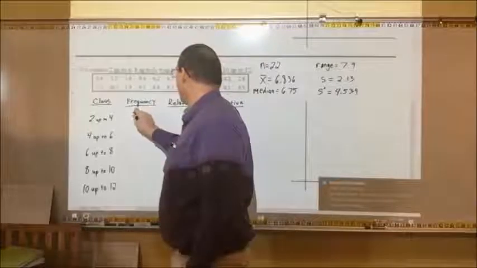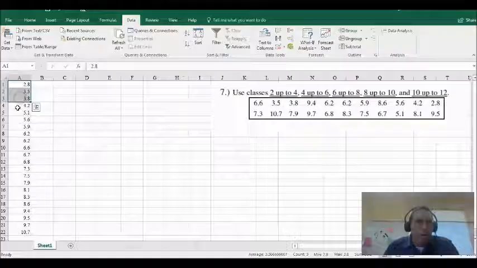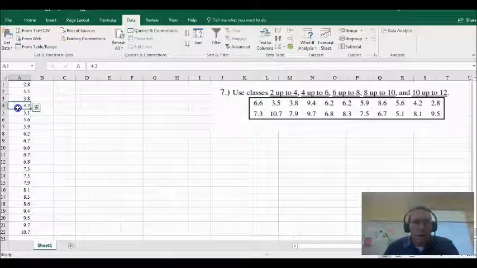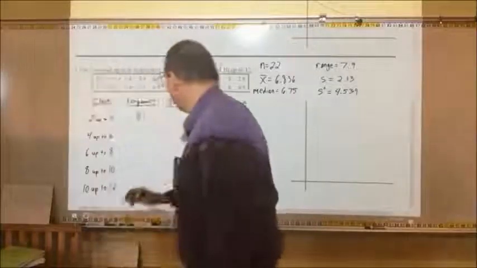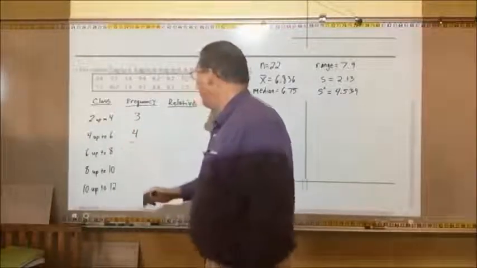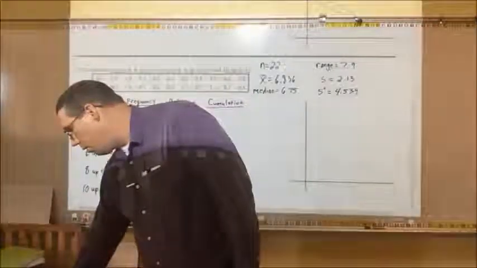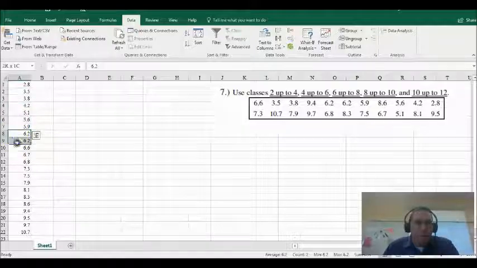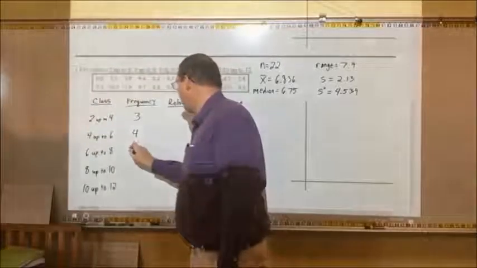So we're going to put a 3 right here. And the numbers that run from 4 up to 6, up to 5.9 here, these 4 numbers are in the second class. So we're going to put a 4 right here. And the numbers between 6 and 8, 6 up to maybe 7.9, these numbers are in the third class. 8 of those, so we're going to put an 8 here.